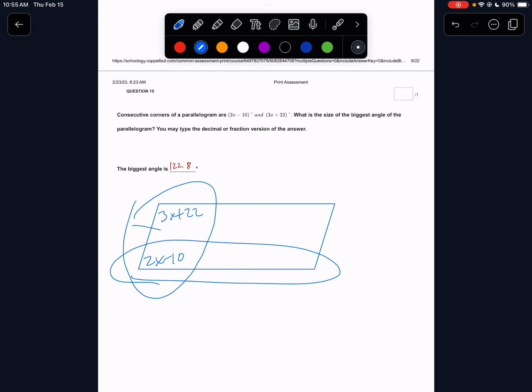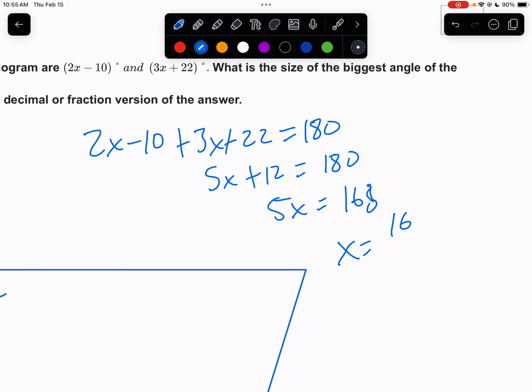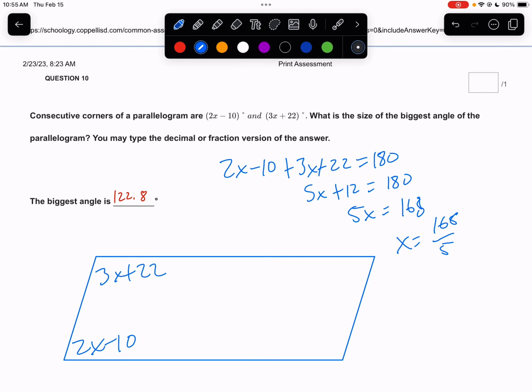No matter what, they're going to add up to 180. So we know that consecutive corners, 2x minus 10 and 3x plus 22, are going to add up to 180. So 5x plus 12 is 180. So 5x is going to be 168. So x is going to be 168 over 5. What is the size of the biggest angle of the parallelogram? You may type it as a fraction or a decimal. I put the decimal one there. Make sure I got it right.